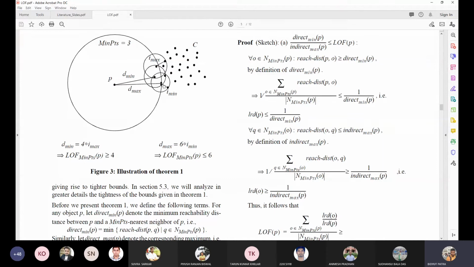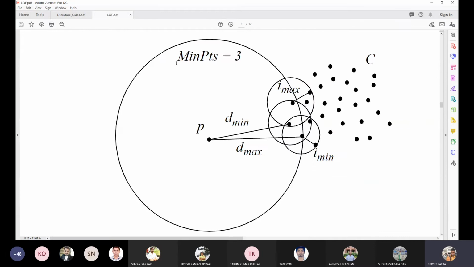Can you see the slide? Sorry, can you see the paper? Is it okay? Yes, sir.